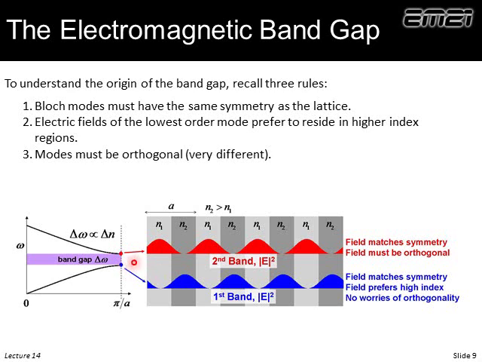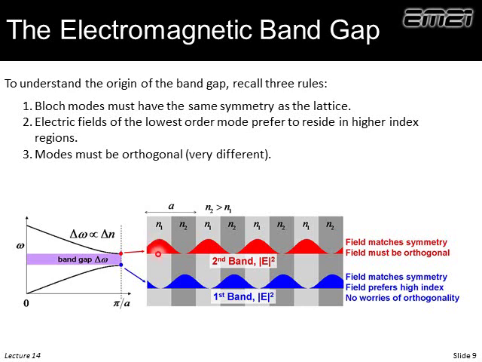Now we move to the second order band. The second order band is forced to be orthogonal to the first order band. So that means the power jumps from the high index to the low index. Very often this first order band, for this reason, is called the dielectric band, because the power prefers to be in the dielectric. And the second order band is called the air band, because the power jumps and prefers to be in the air, or the low index regions.